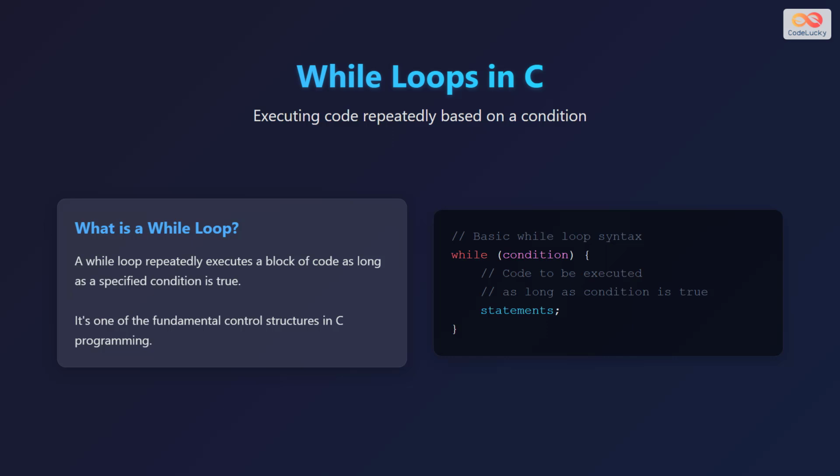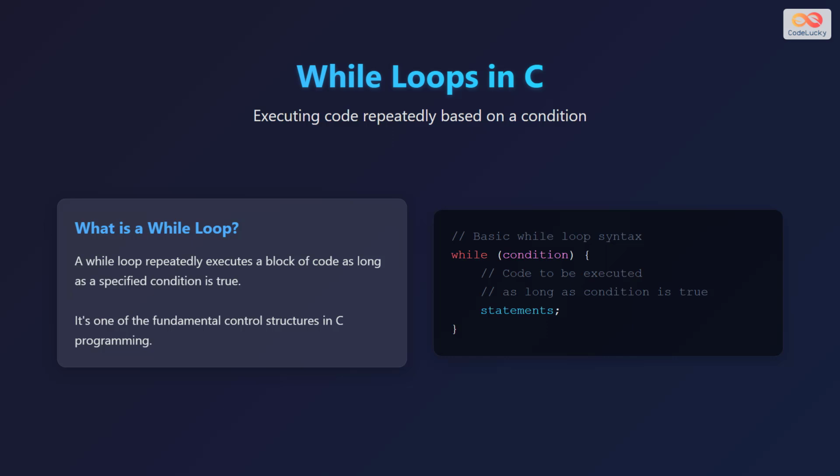In this video, we're going to discuss while loops in the C programming language. A while loop is a fundamental control structure that allows you to execute a block of code repeatedly, as long as a specified condition remains true. Consider the title, While Loops in C: executing code repeatedly based on a condition.